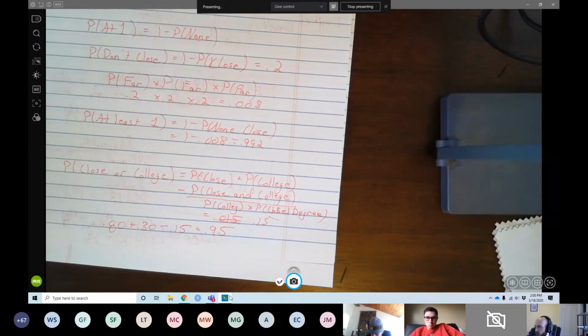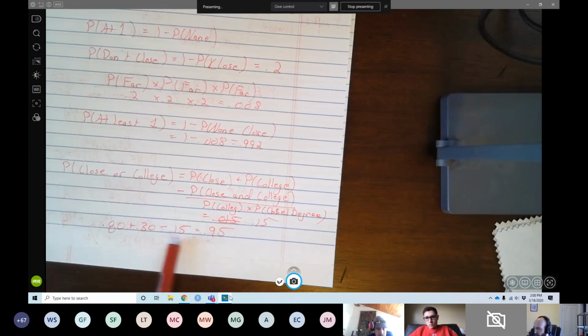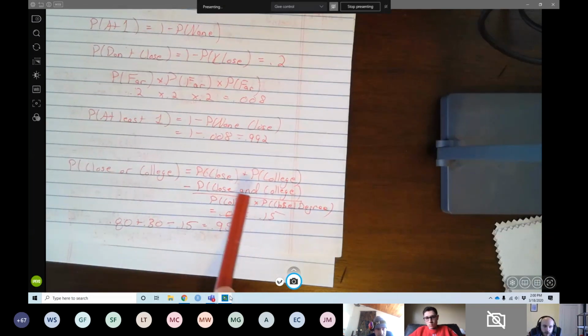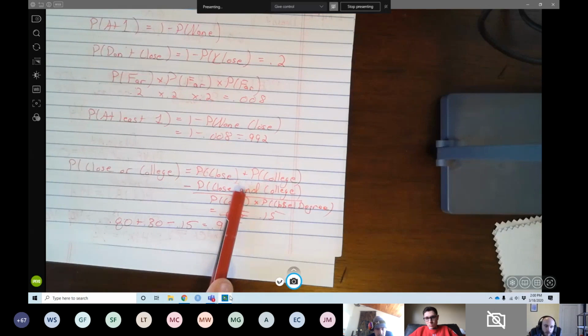So any questions about that one? You just want to make sure that when you do an or, you always need to subtract out the overlapping part. You always want to subtract out the joint probability if the two aren't mutually exclusive, if they aren't disjoint.